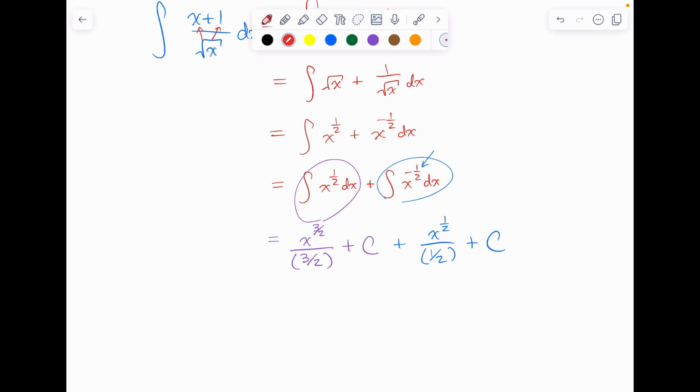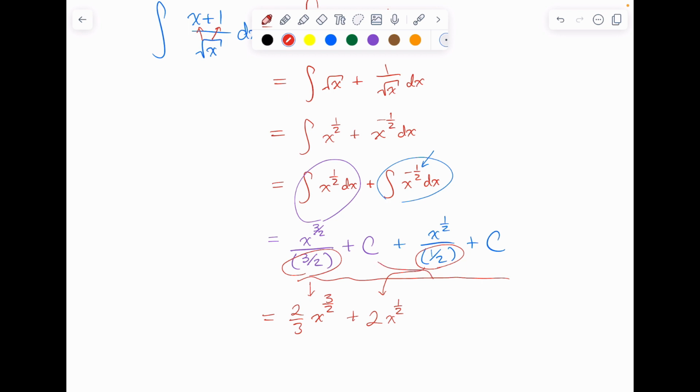All right, so we're here, and we can actually put some things together and simplify some things, right? So this x to the 3/2 power, this division by 3/2 turns into 2/3 x to the 3/2. We can actually just leave it like that. We can also simplify this guy, right? So this would turn into 2, dividing by 1/2, 2 times x to the 1/2. You can leave it like that if you want to.